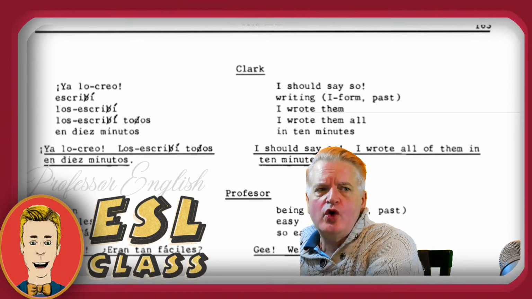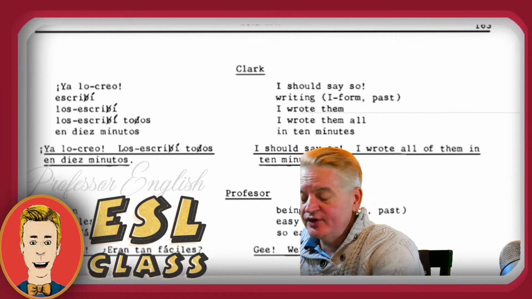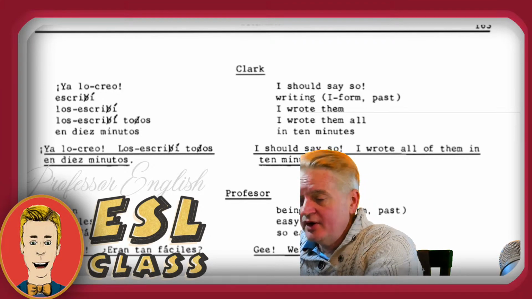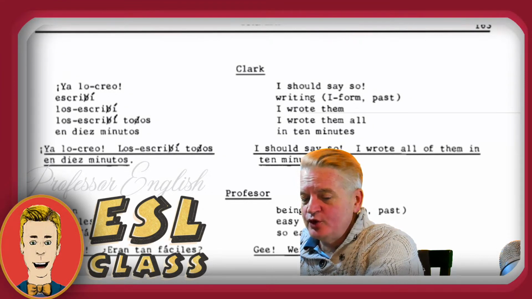No, señor, no entiendo. I keep getting that word confused for some reason. I know that word very well. No entiendo la frase número 4.